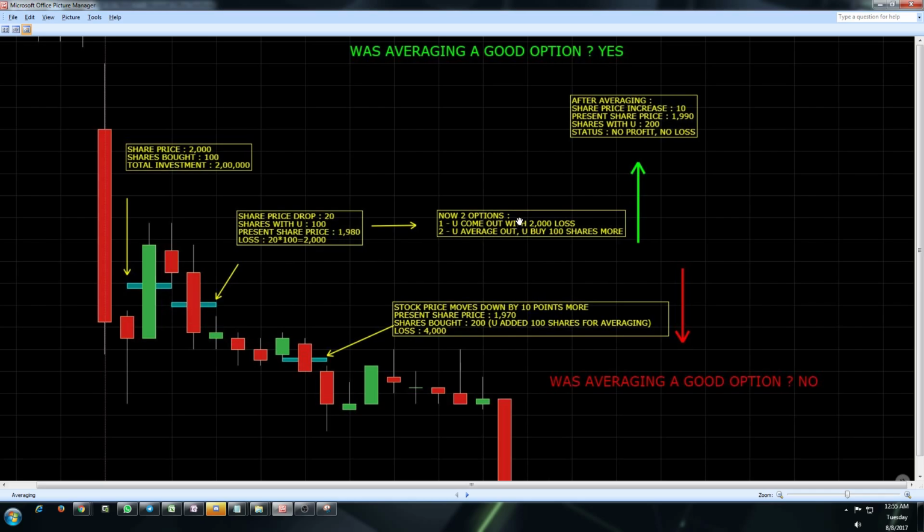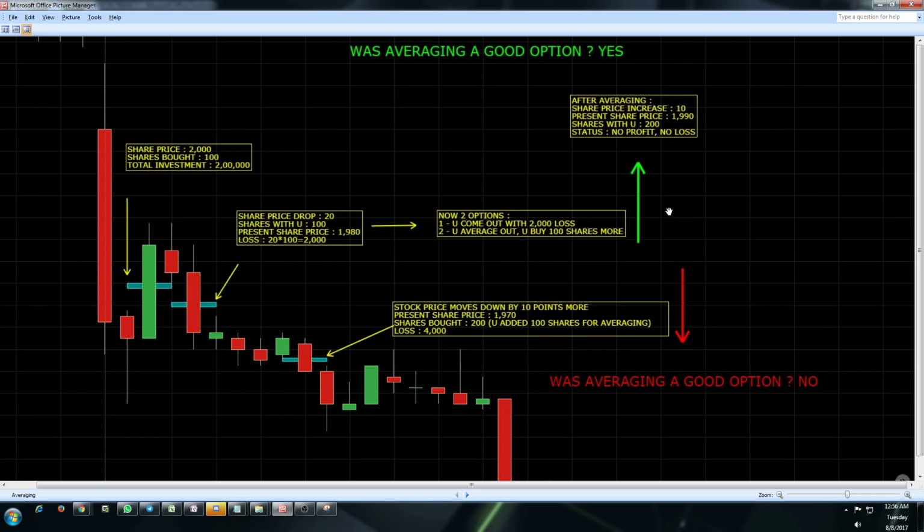Now coming on to the first scenario: you average out, you buy 100 more shares. After that, the stock starts moving up. Let's say the stock moved up by another 10 points, so the price of the share right now is 1990 rupees, and the number of shares that you hold right now is 200, because 100 was our initial quantity and we added 100 more to average out. So the total number of shares that we have with us right now is 200.